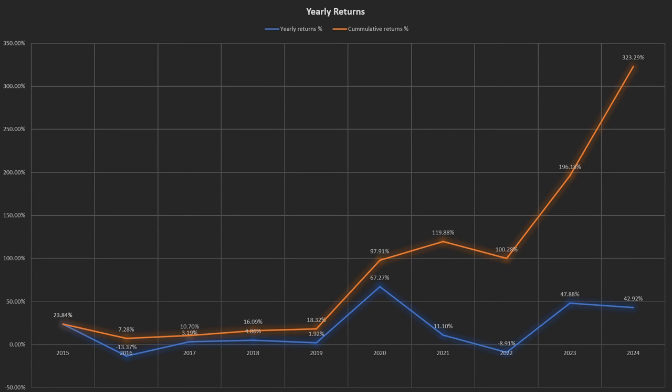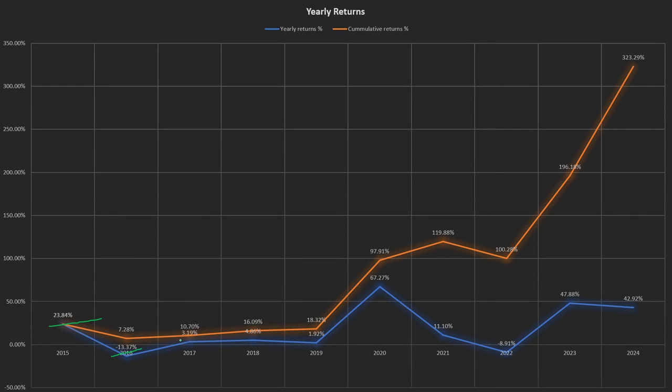So this is the first graph, yearly returns. There are two lines in this graph, the blue and the orange one. The blue line is the yearly returns percentage, whereas the orange line shows the cumulative returns in percentage. So in 2015, this sector gave the returns of 23.84%. But in 2016, it gave a negative return of 13.37%.